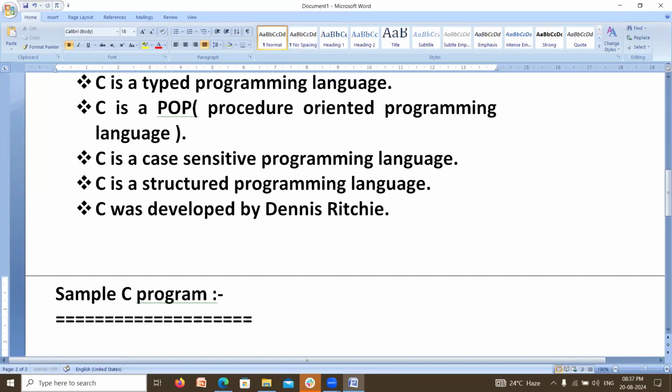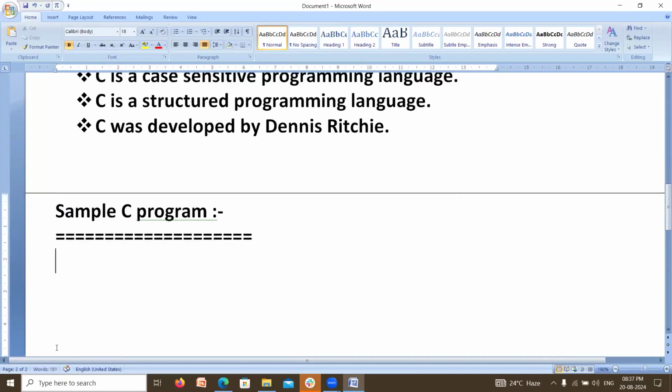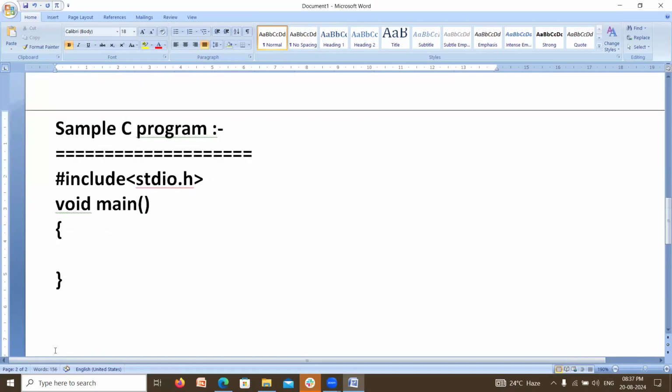Friends, whenever you have to write a program, your program should start like this: hash include stdio.h. Then we need to write void main. Within these two curly brackets, we need to write the solution, that is called processing statements.